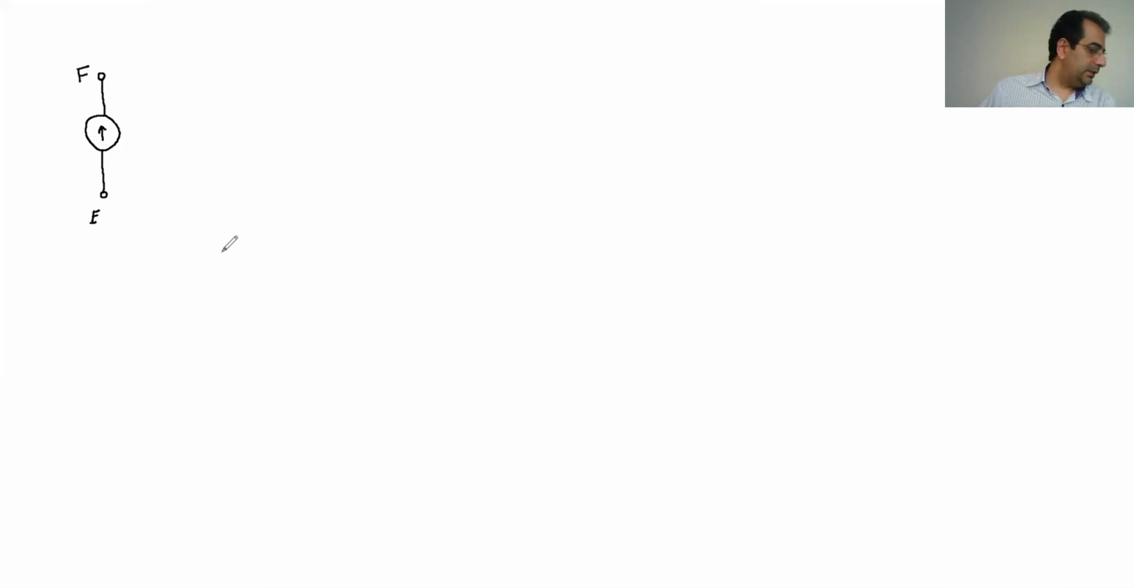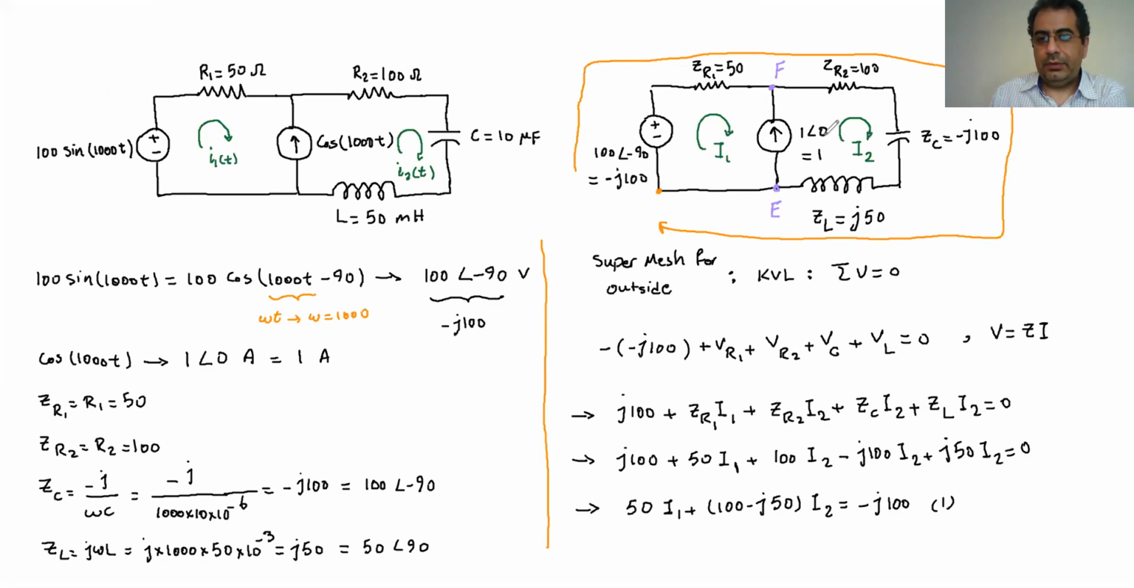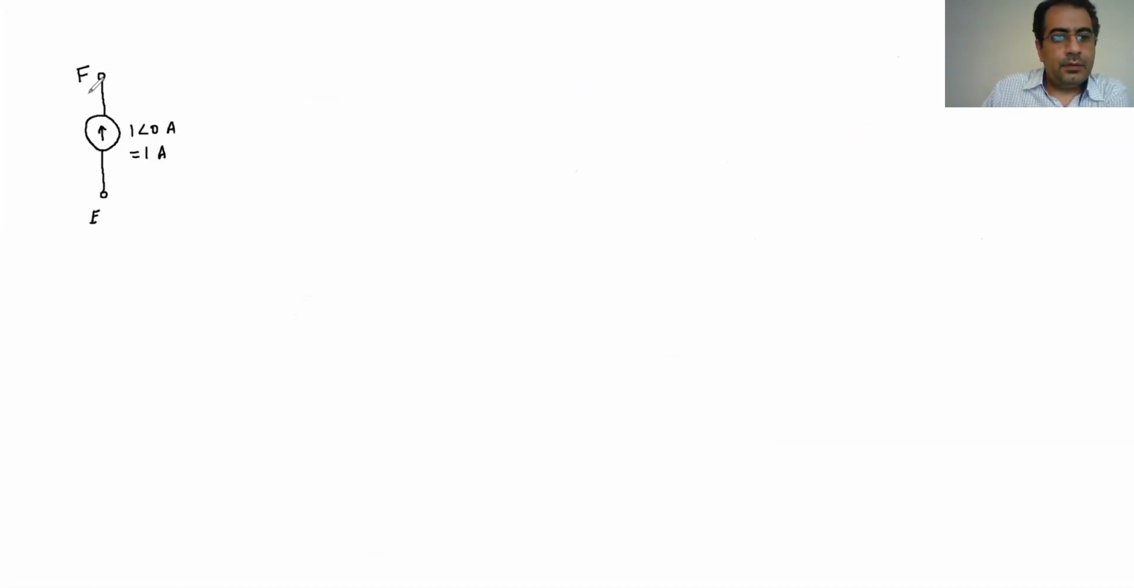Now, for this case, I know that the value here is 1 with an angle of 0 amp, or simply 1 amp. If I go back, I1 goes downward and I2 goes upward. If I rotate it in this one, I2 goes upward and I1 goes downward. So I1 goes like this and I2 goes like that.